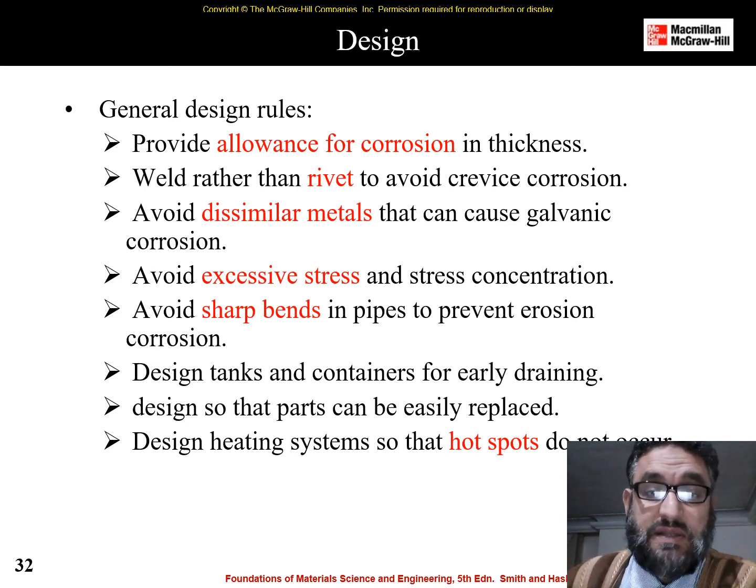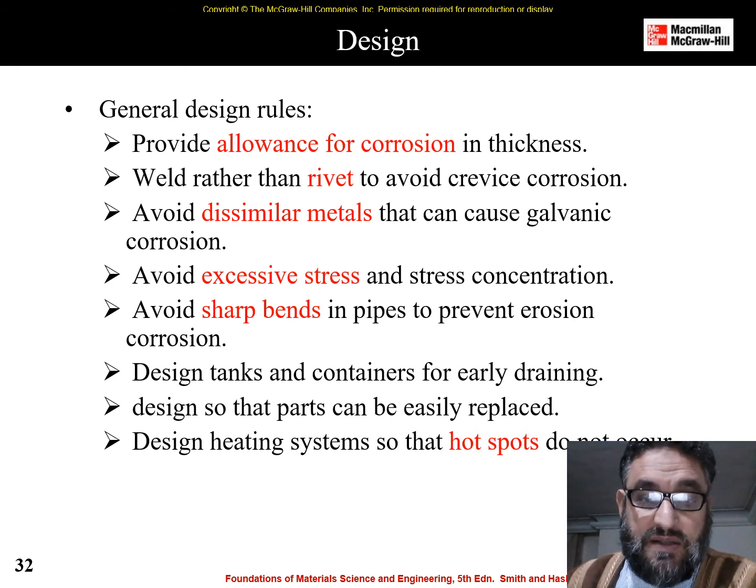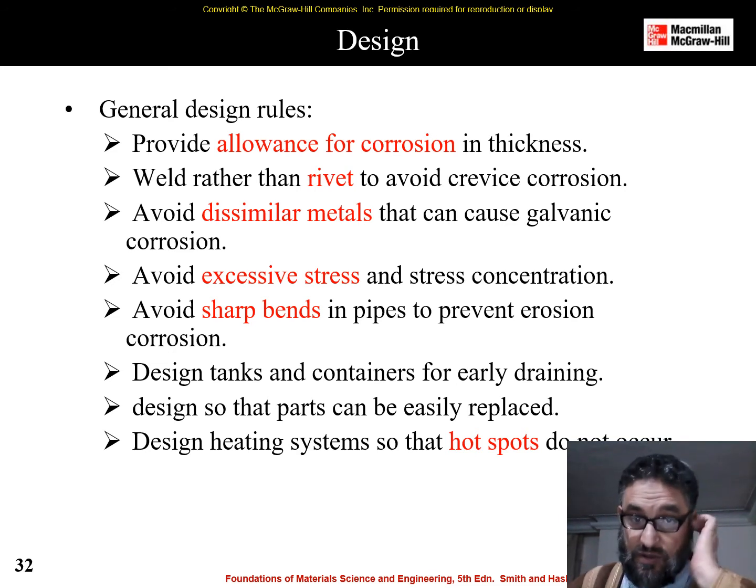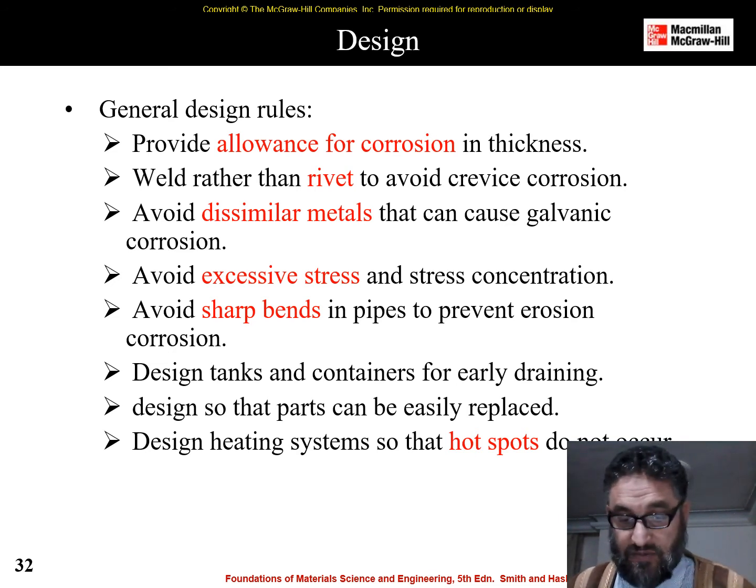Avoid dissimilar metals that can cause a galvanic cell. Avoid excessive stress and stress concentration. Avoid sharp bends in pipes to prevent corrosion. Design tanks and containers for easy drainage. Design so that parts can be easily replaced, because corrosion may happen. Design heating systems so that hot spots do not occur.